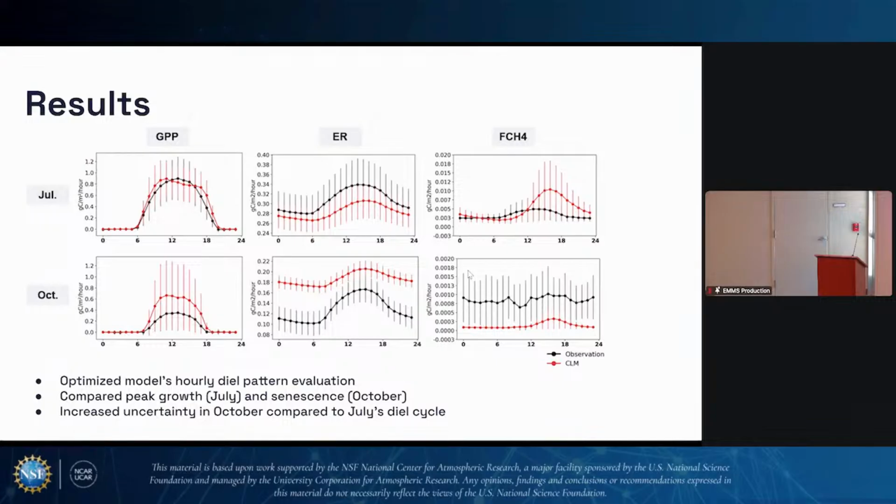We also compared the model's hourly diurnal pattern, and we focused on the peak growth season in July and the senescence period during October. Results also showed that there's an increased uncertainty in October compared to July's diurnal cycle. So this indicates there is greater uncertainty to be treated during winter and non-growing seasons.